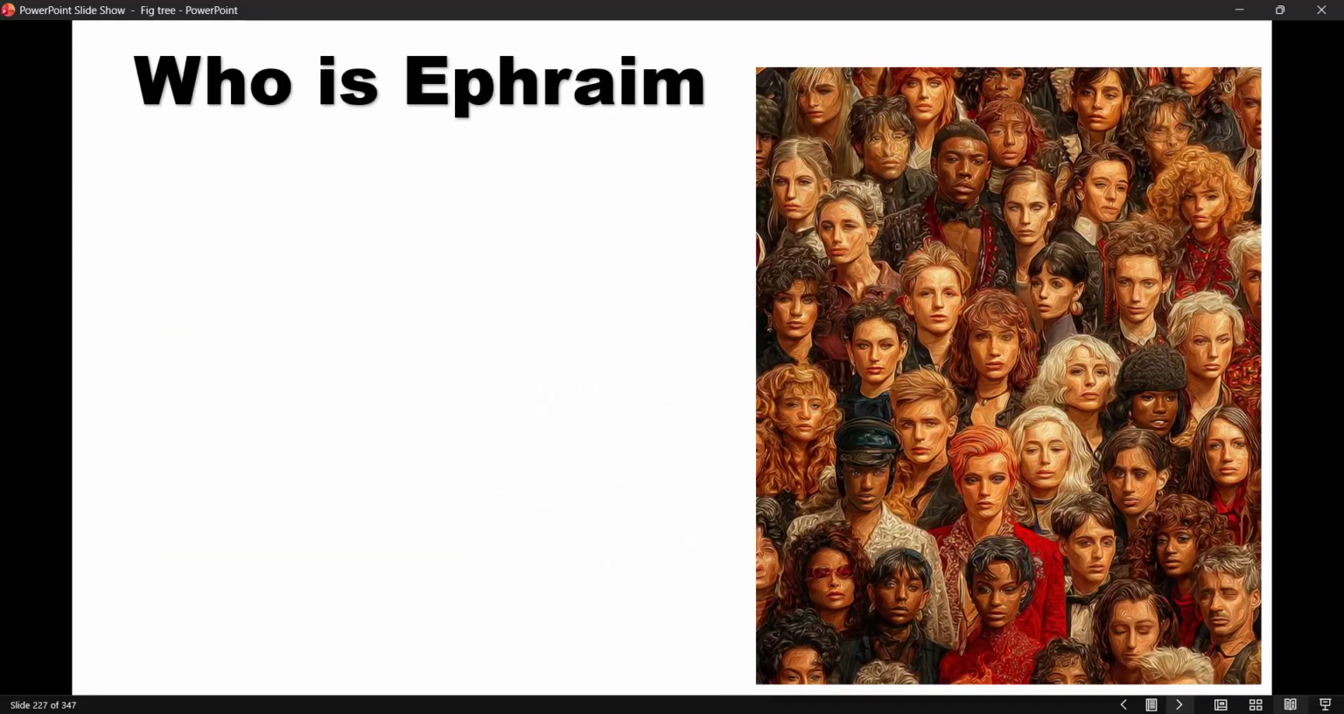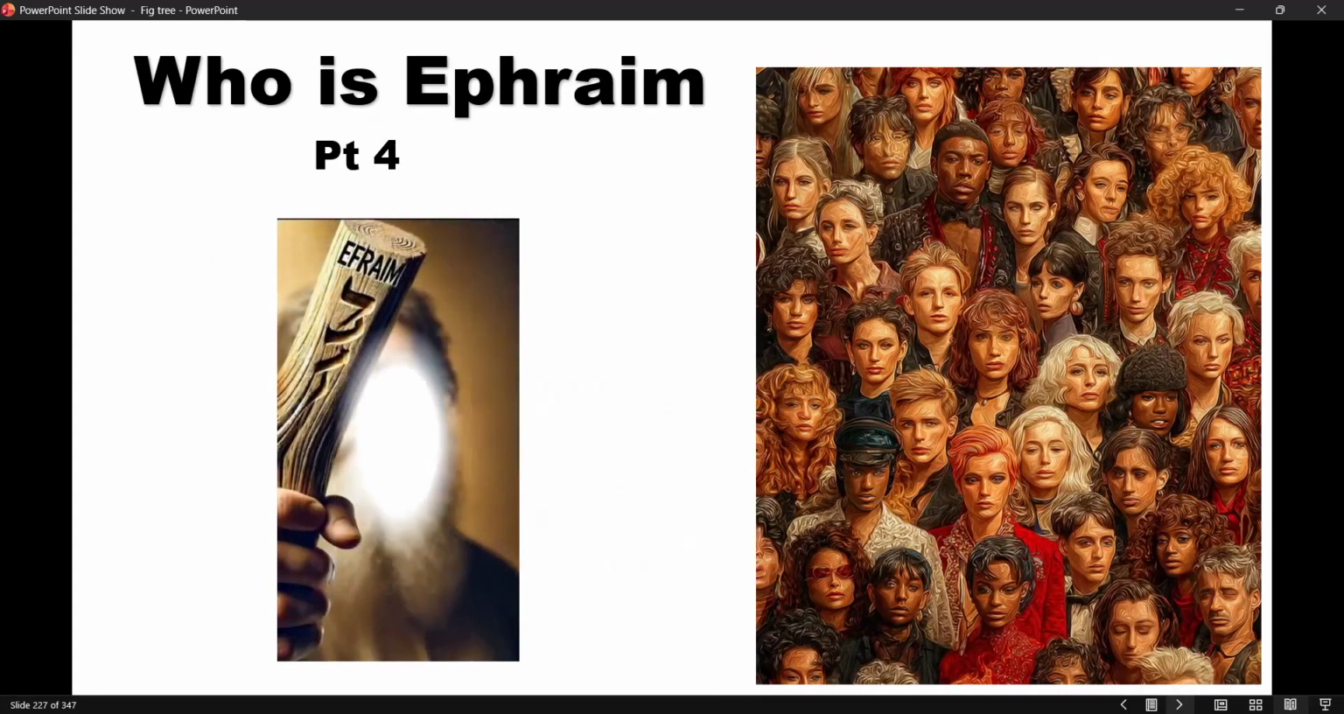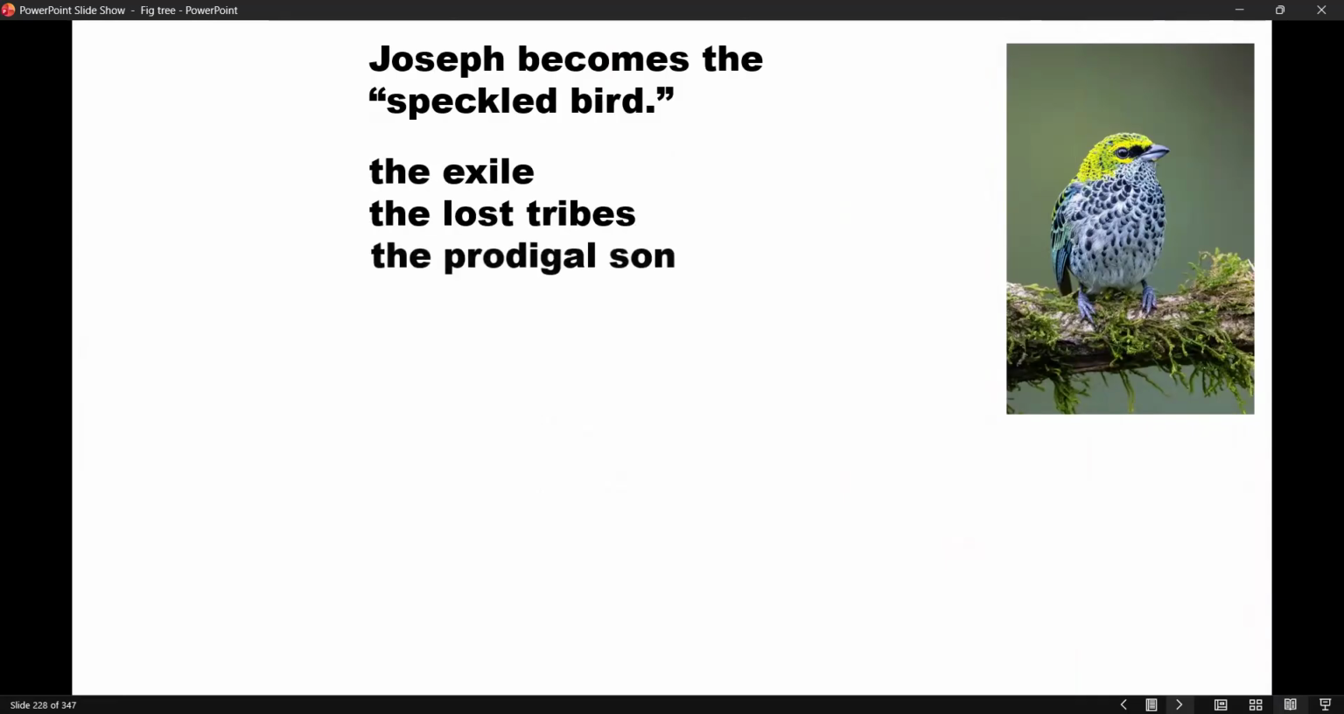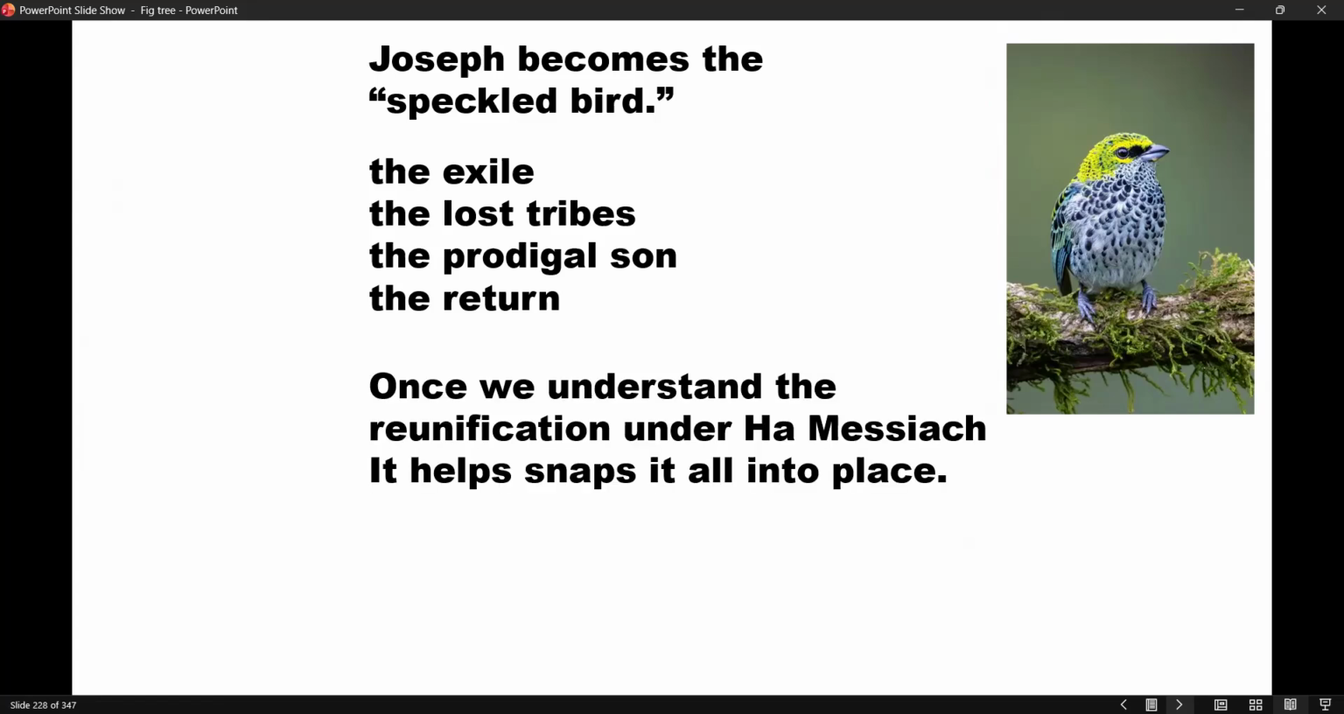So now let's look at this. Who is Ephraim? This is part 4. Who is Ephraim? Joseph becomes a speckled bird, the exile, the lost tribes, the prodigal son, the return, right? Once we understand the reunification under Hamashiach, it helps snap it all into place. Jeremiah 16:15 through 21 shows us the rest, one of the many places that show restoration. But we're going to look at this.